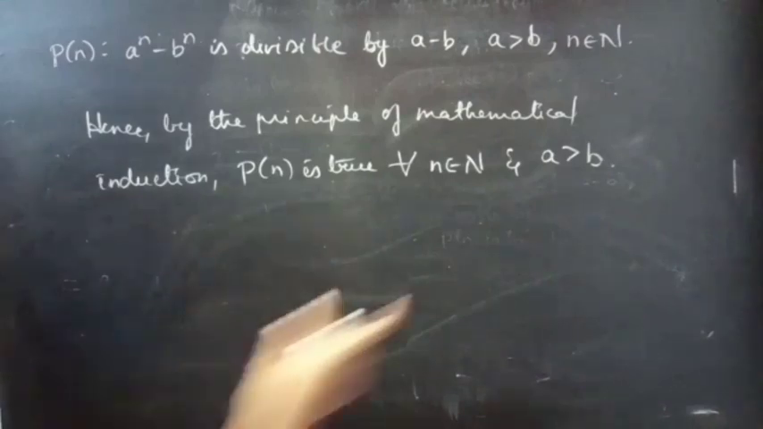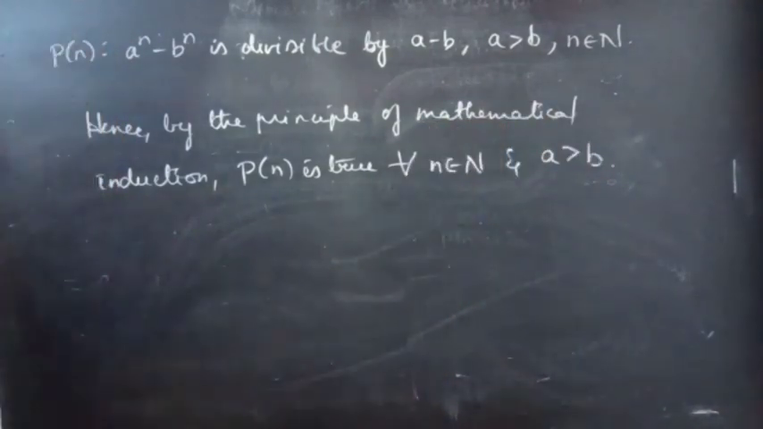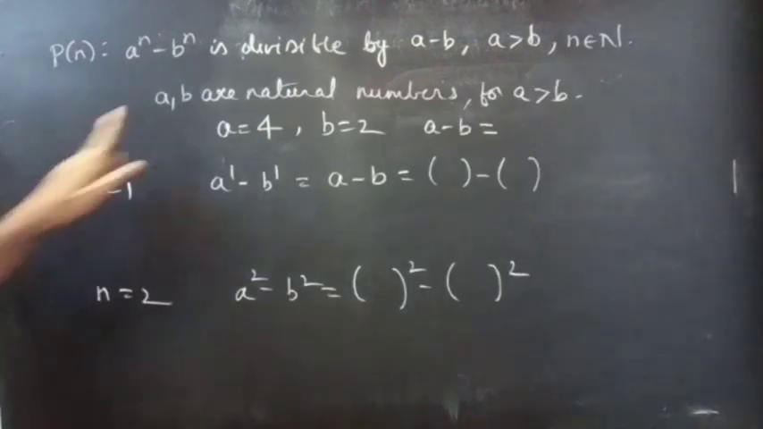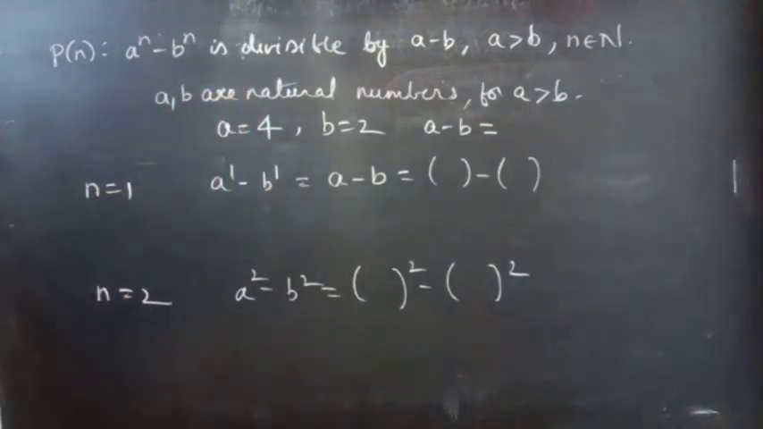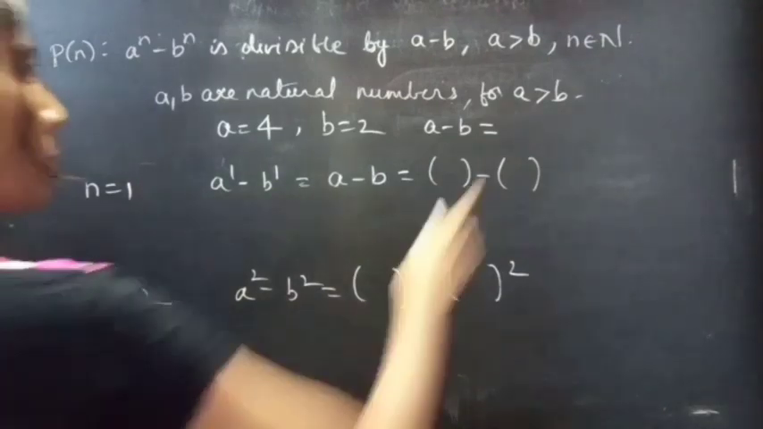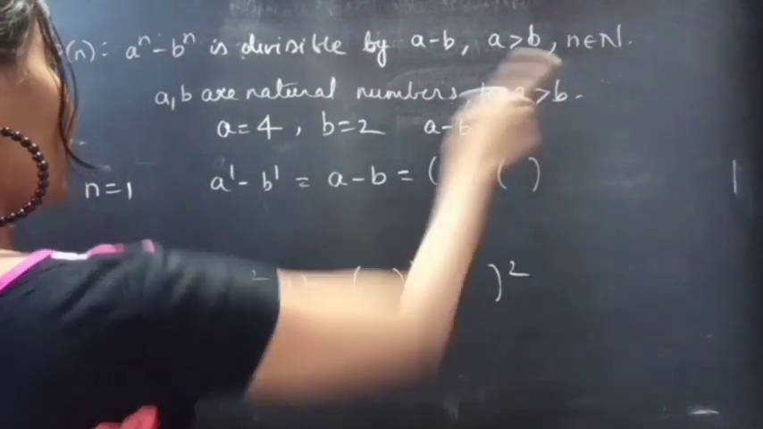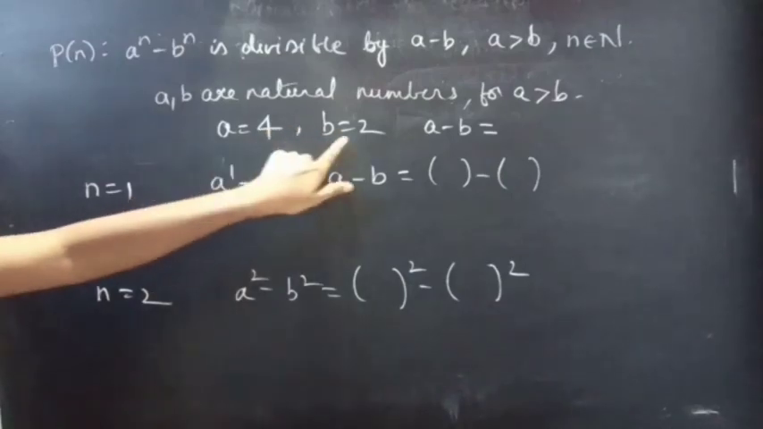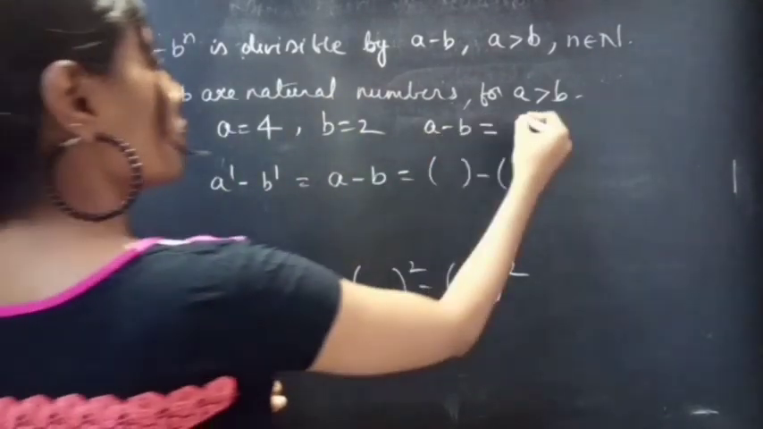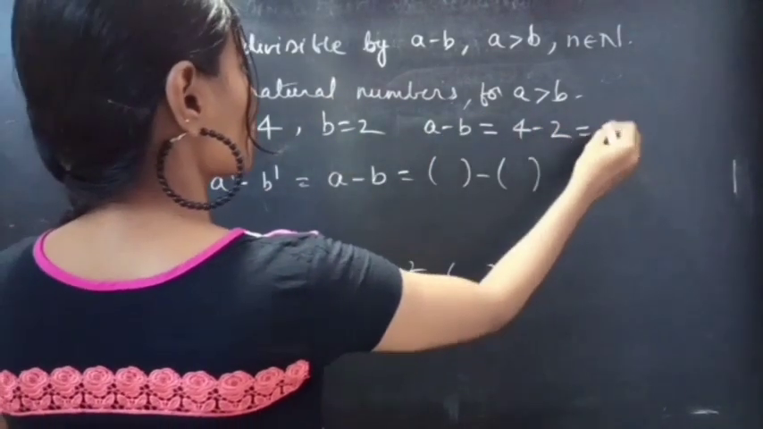We'll see why we are given a greater than b. What happens if a is greater than b? If we consider a, b are natural numbers, for a greater than b, we'll choose some a which is greater than b. Say a equals 4 and b equals 2. Then a minus b will be 4 minus 2 which is equal to 2.